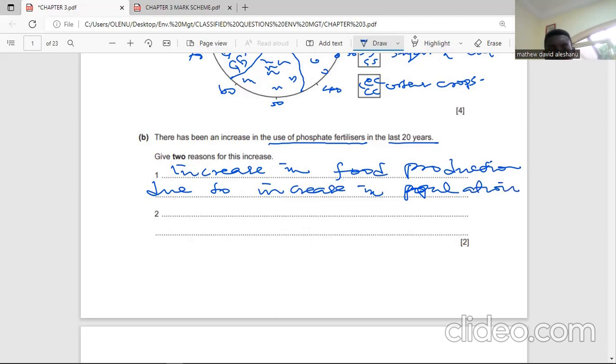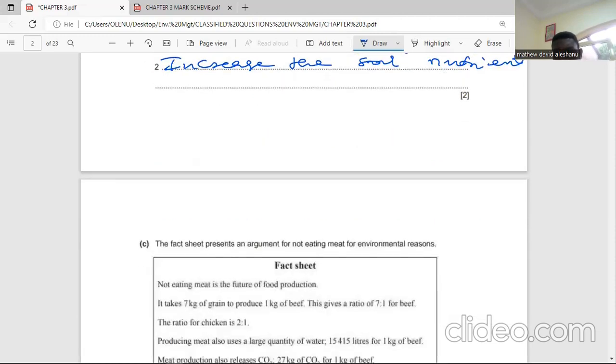Now, they will have to increase the food production because there's an increase in population, and phosphate fertilizers help in doing that. Another function of phosphate fertilizer is that it increases the soil nutrients. So more food can be produced to meet the needs of the increasing population, which will eventually help to reduce the rate of starvation.